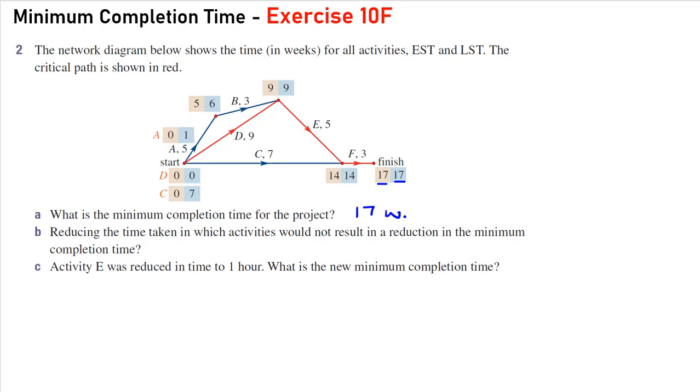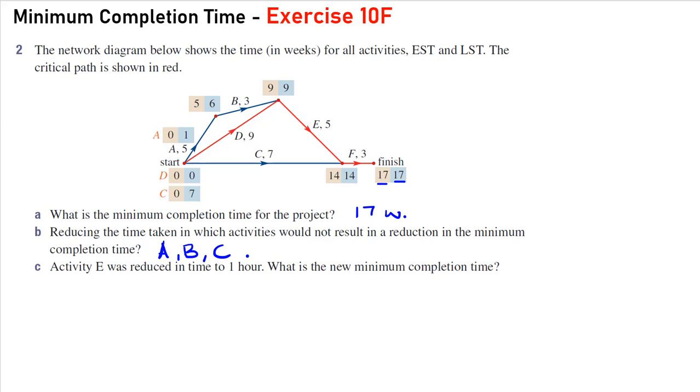B, reducing the time taken in which activities would not result in a reduction in the minimum time. Well, just like we saw in question 1, anything that is to do with activity A and B or activity C won't result in a change in the time because they're not on the critical path. So by reducing B to 2 or to 1, it's not going to reduce the overall time because this path here is still the longest path and it's still going to take 17 days to go through that.